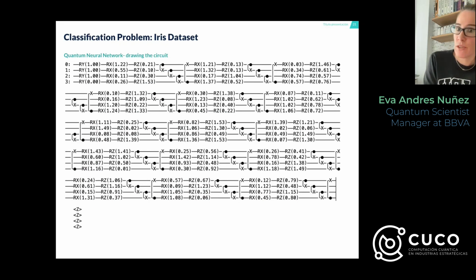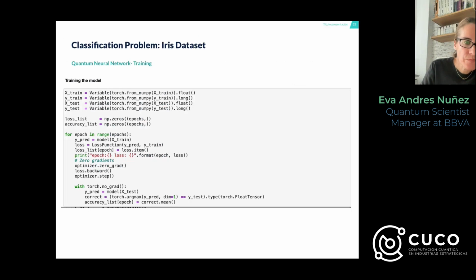This is the configuration of the circuits. As you can see, we have the encoding layer with rotation gate and repeat 15 times the ansatz layer with the entanglement, the rotation with entanglement, and Z is the observable. So this is the topology of the circuit.